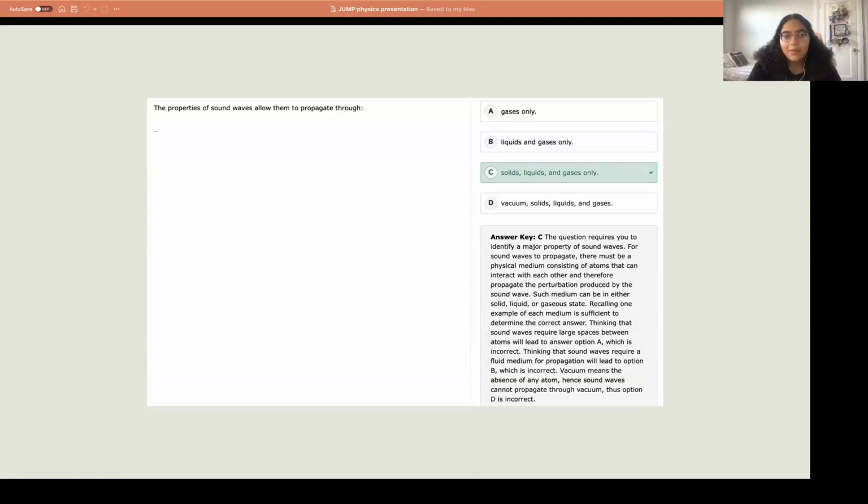The thing about sound waves is it needs matter to move through, like it moves through molecules. And so there has to be a medium. Any state would work, but a vacuum is where there are no molecules, it's just devoid. And light can move through a vacuum, but sound cannot. So that's the one thing between C and D. It's important to know that sound needs a medium, light does not necessarily need a medium.